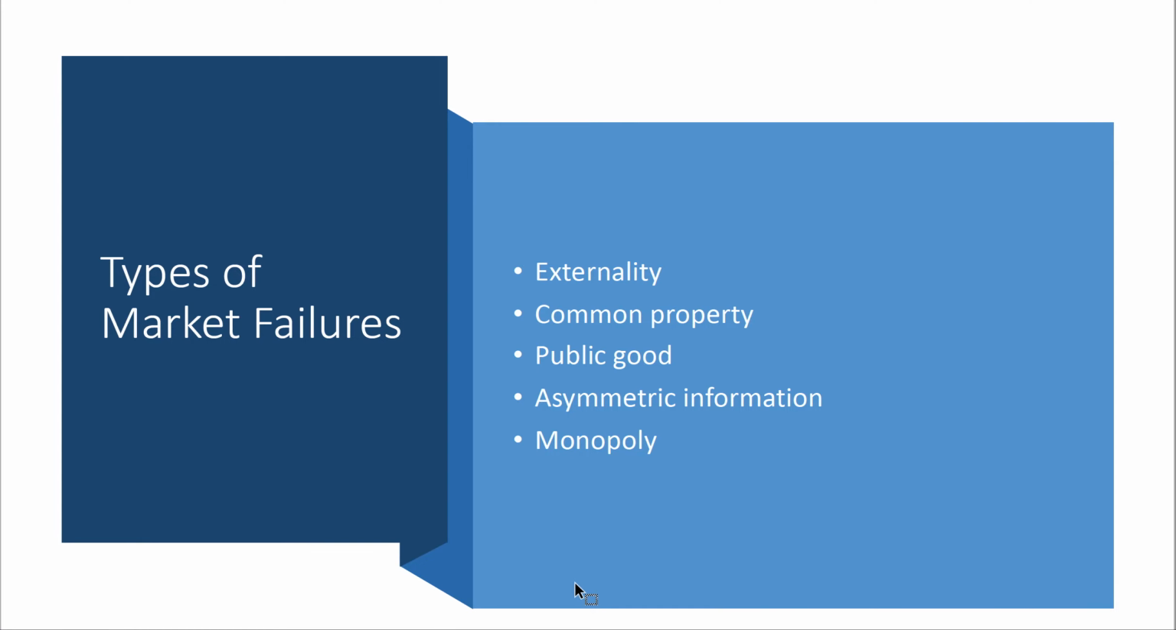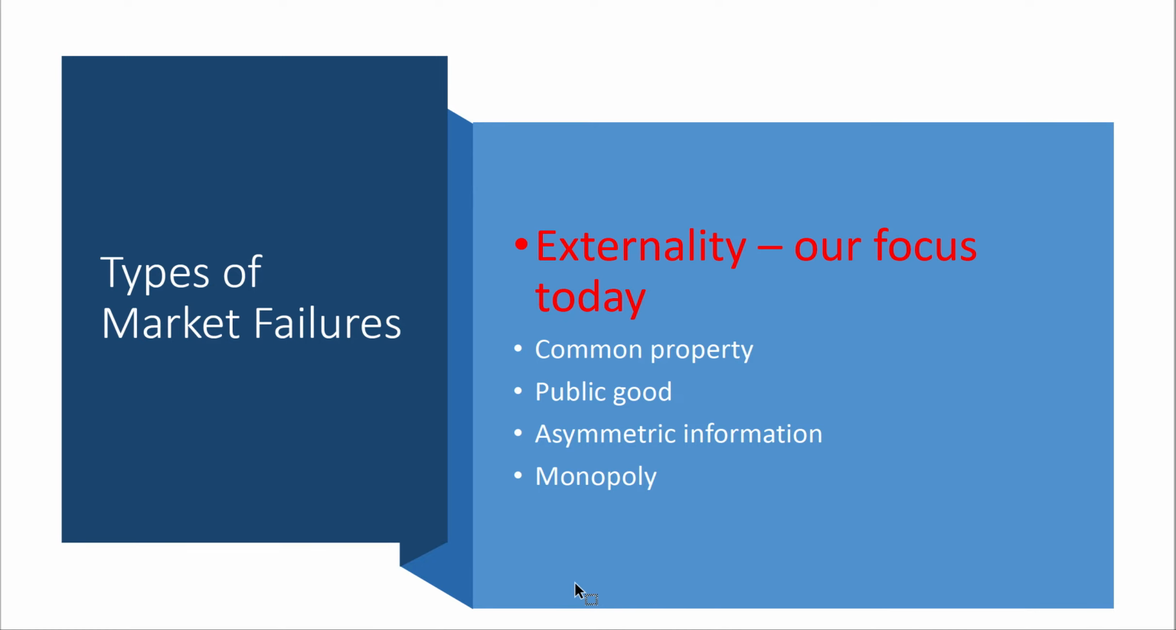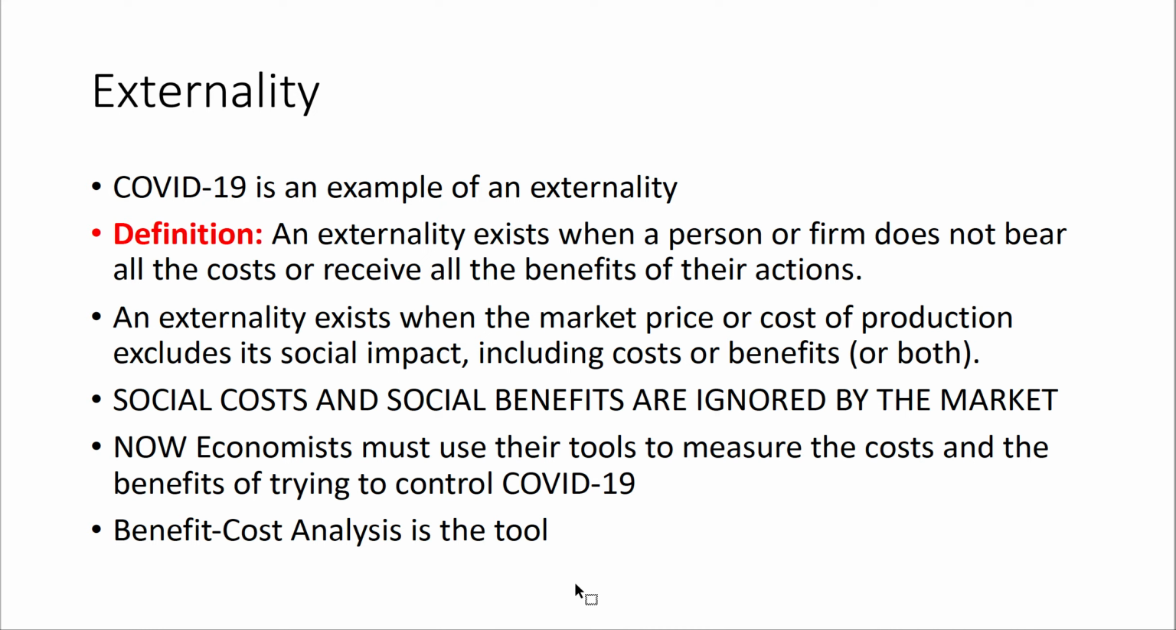All right, so there are types of market failures. An externality, which we'll define in more detail in a second. Common property, public goods, asymmetric information, monopoly. Those other four we'll talk about in later lectures, but today we're going to focus in on the externality. All right, so COVID-19 is an example of an externality.